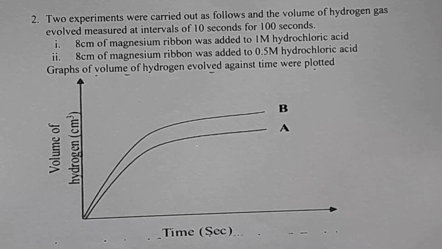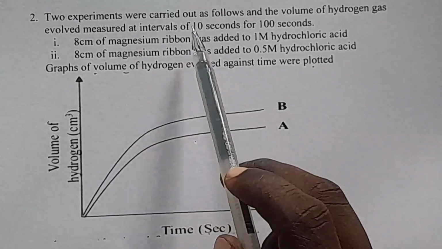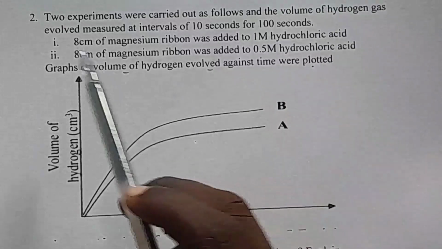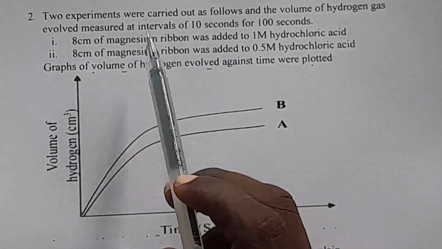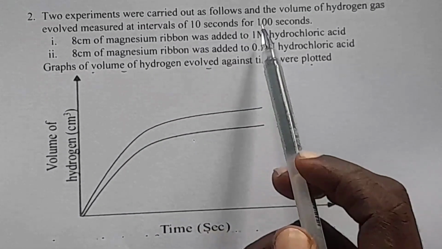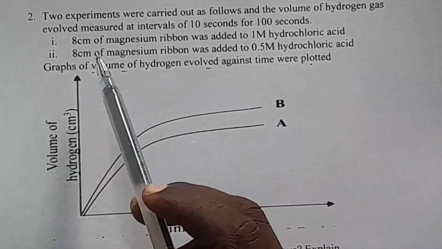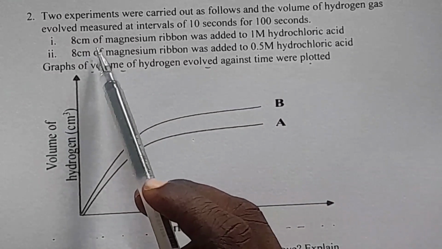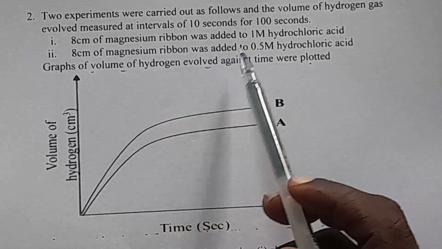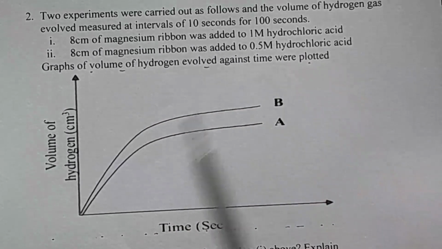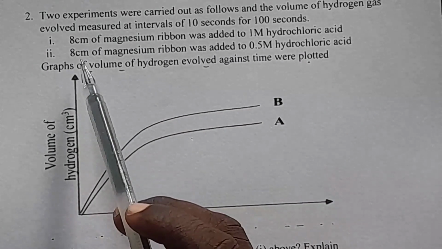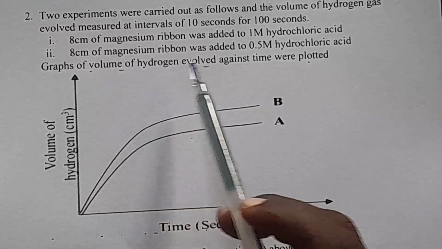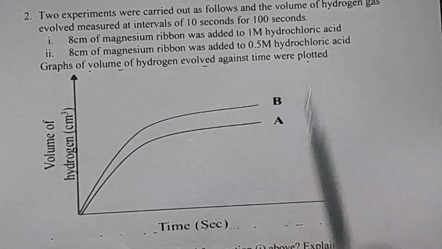Next, we are going to go to the second question. In the second question, we are told 2 experiments were carried out as follows, and the volume of hydrogen gas evolved was measured at intervals of 10 seconds for 100 seconds. In experiment 1, 8 centimeters of magnesium ribbon was added to 1 molar hydrochloric acid. Then in the second experiment, 8 centimeters of magnesium ribbon was added to 0.5 molar hydrochloric acid.